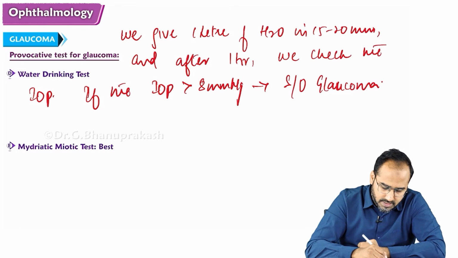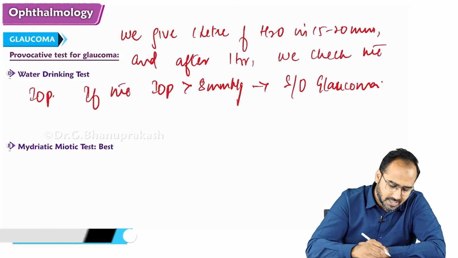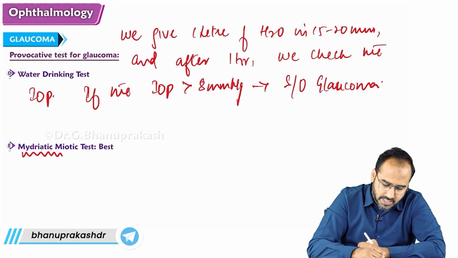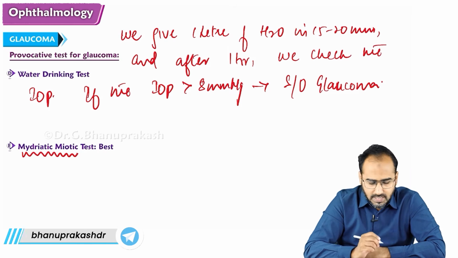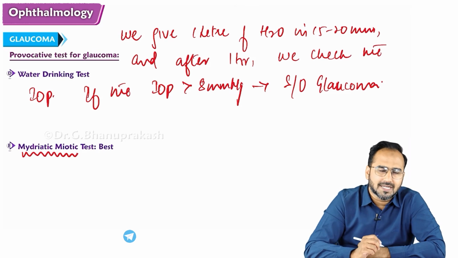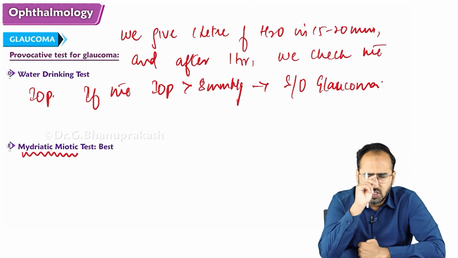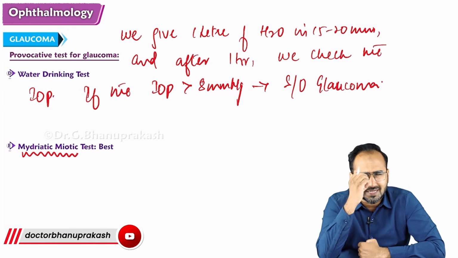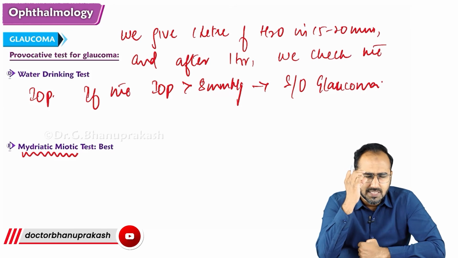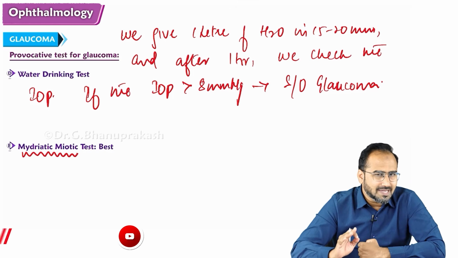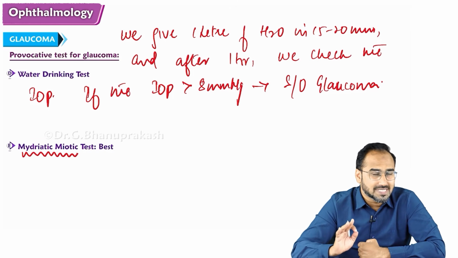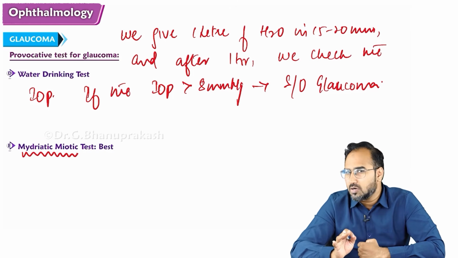Last test is what? Mydriatic meiotic test. Mydriatic meiotic test is the best provocative test, but it should never be done for angle closure glaucoma, right? Mydriatic meiotic test means you put a mydriatic drop that dilates the pupil. Second, you go for a meiotic which constricts the pupil. Never go for a mydriatic meiotic test in a person who is at risk of developing angle closure glaucoma.